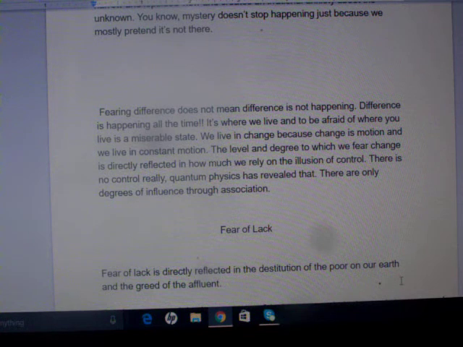Difference is happening all the time. It's where we live, and to be afraid of where you live is a miserable state. We live in change because change is motion, and we live in constant motion. The level and degree to which we fear change is directly reflected in how much we rely on the illusion of control. There is no control, really. Quantum physics has revealed that. There is only degrees of influence through association.